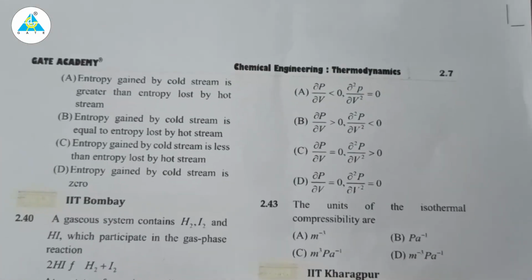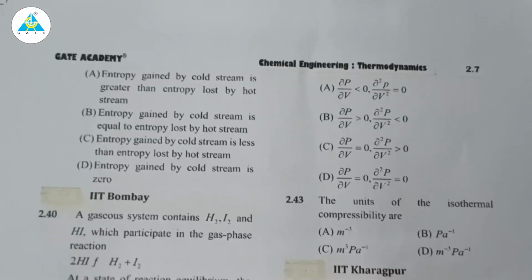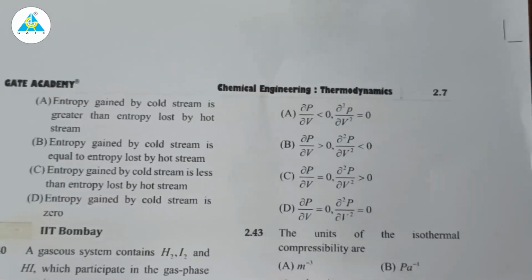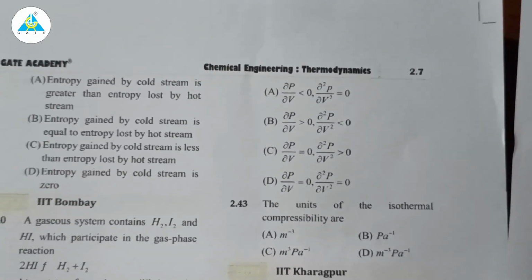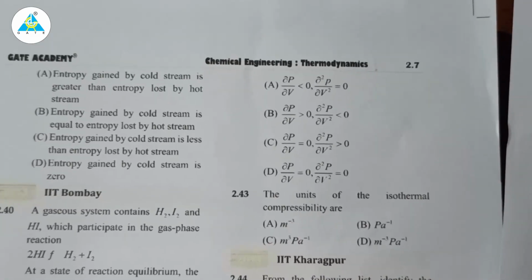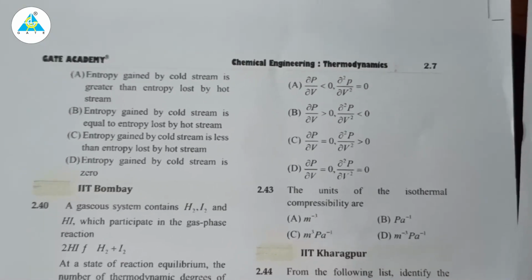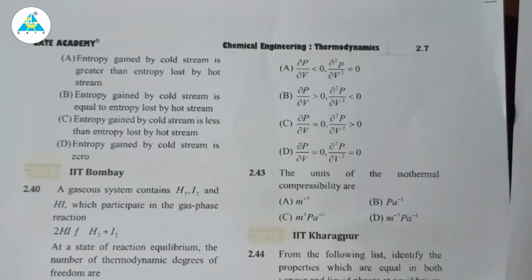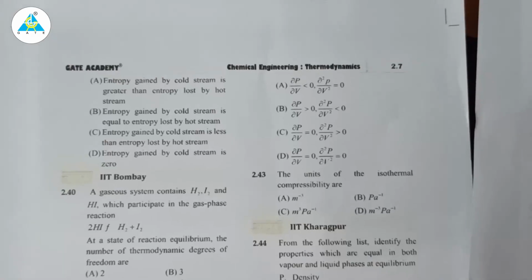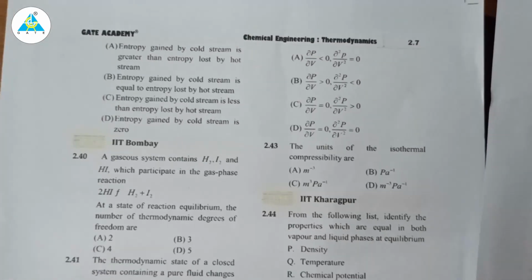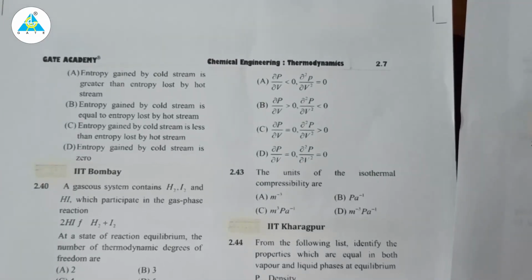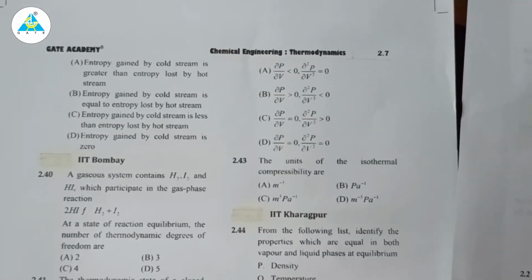Again, the same answer will be coming. That is option D: dou P by dou V and dou square P by dou V square, both will be equal to 0. So this is the second time they have asked the same question based on the equation of state. Whenever you want to find the value of the constants, or you want to know the speciality of the critical point, the critical point is a point of inflection. So both the first derivative and the second derivative will be equal to 0. Clear? I hope you understood.